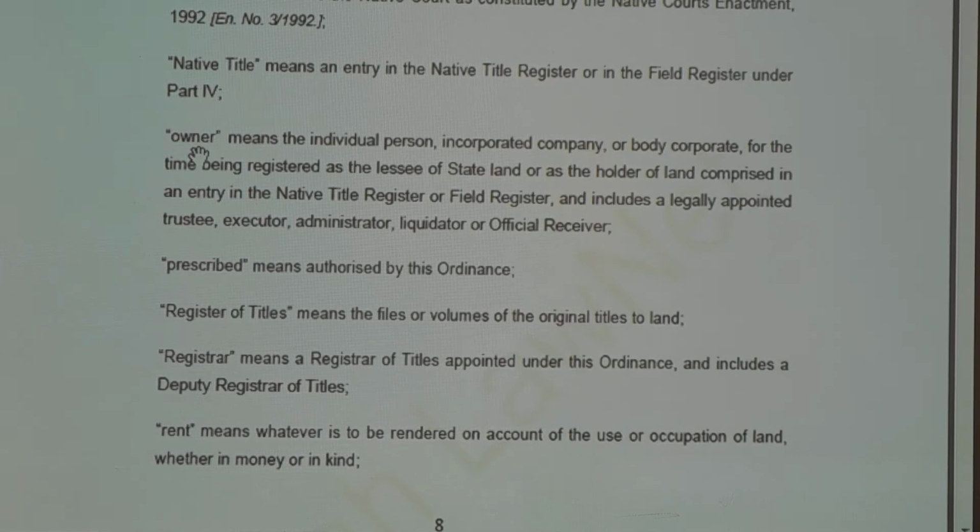As I mentioned just now, when you say you're the owner of the land, what do you actually own? Owner means the individual person, incorporated company or body corporate, for the time being registered as the lessee of state land. You're the registered lessee of the state land. But this definition allows you to call yourself the owner of the land. What you're actually owning is by way of being registered as a lessee of land. In the case of native title or field register, it also covers trustees, executors, administrator, liquidator, or the OR.